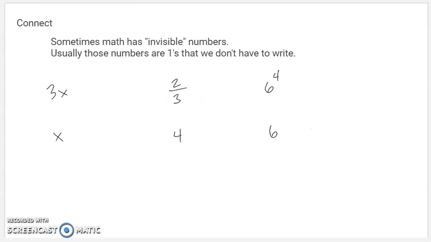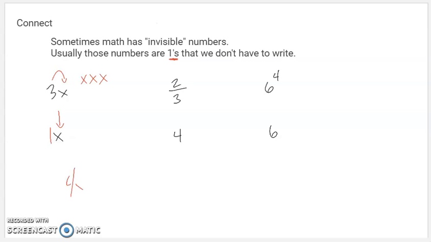Before we get started on square roots and cube roots, I want to remind you, sometimes math has what I like to call invisible numbers, numbers that are there but you don't have to write. Often those are numbers that are ones. For instance, when we write 3x in an equation or expression, that means there's 3 of the x. If we did the drawing strategy, we would write 3 of those, or it means 3 times x. And this is the same as 1x. We just don't have to write the 1.